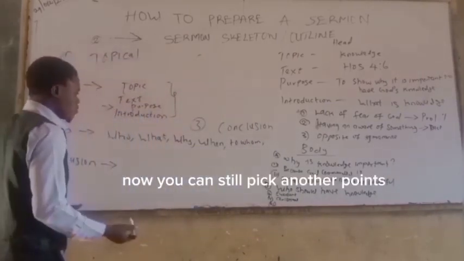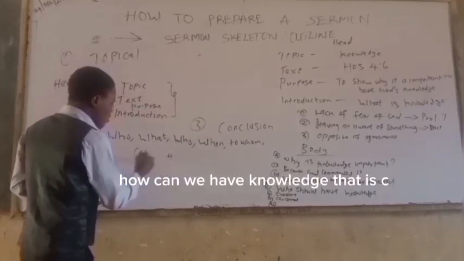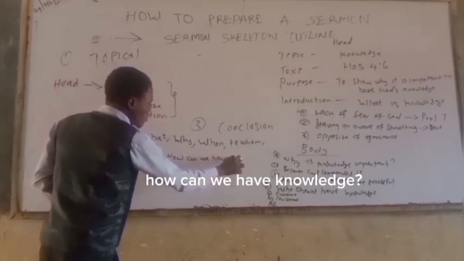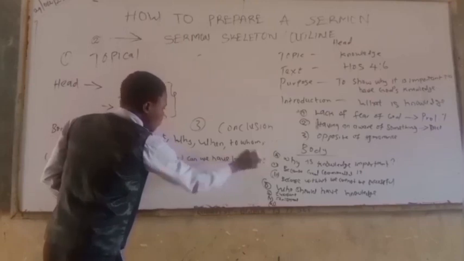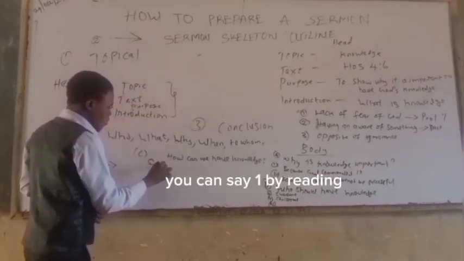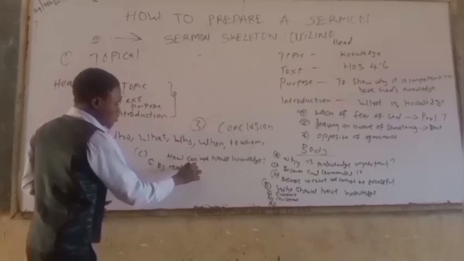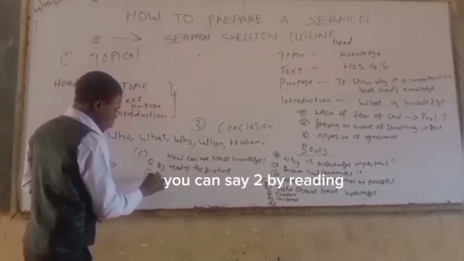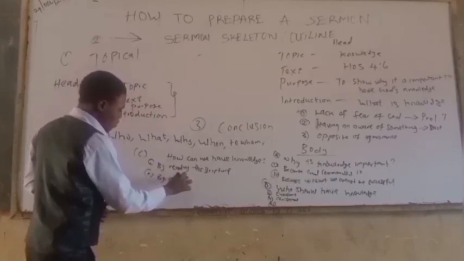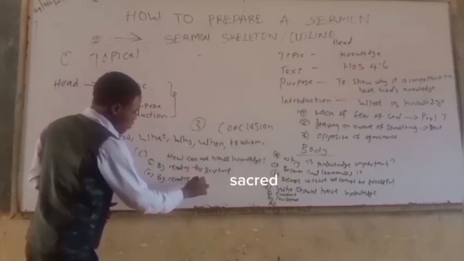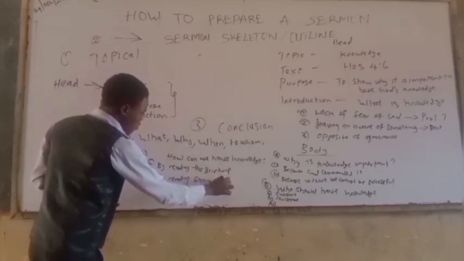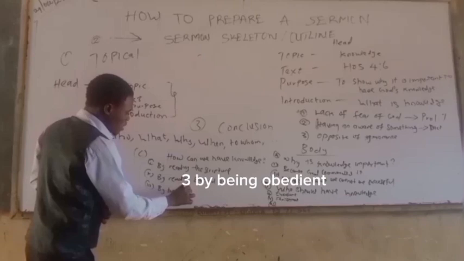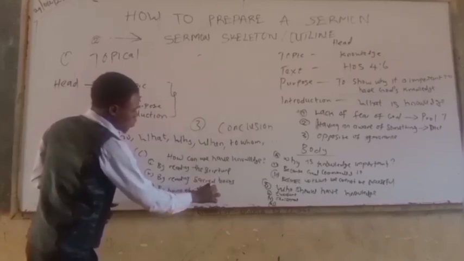Now, you can still pick another point. How can we have knowledge? That is C. How can we have knowledge? You can say 1, by reading the scripture. You can say 2, by reading sacred books. 3, by being obedient to God.